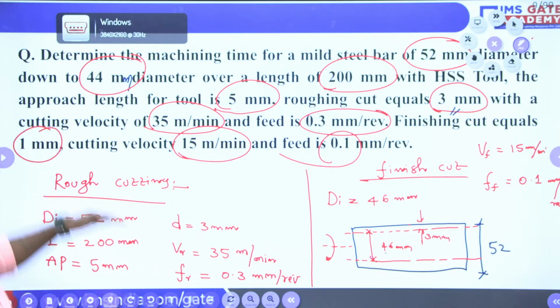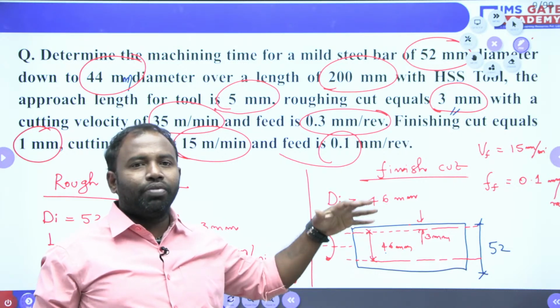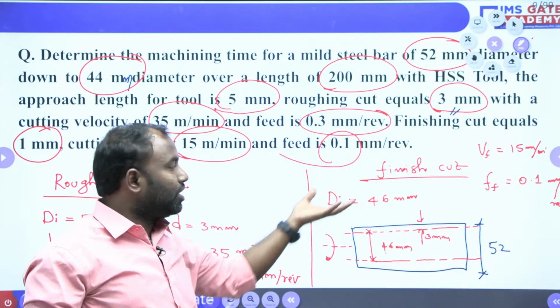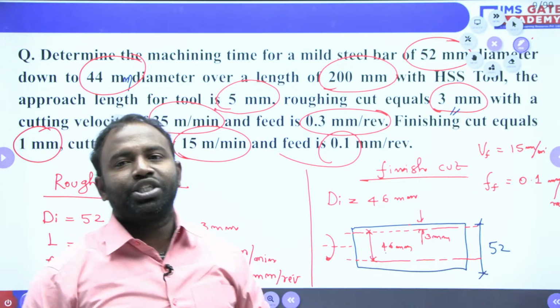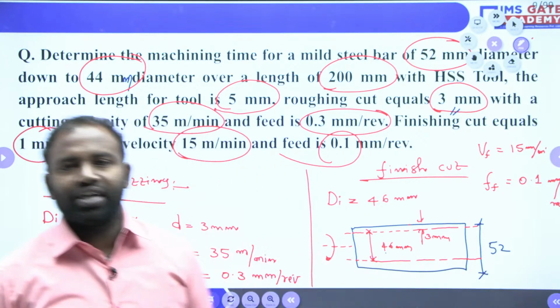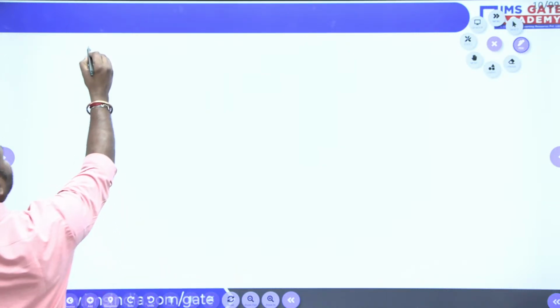Okay, now first we'll calculate the machining time required for the rough cut and the machining time required for the finishing cut. If we add the finishing cut time and the rough cut time, we get the total machining time required for the machining operation. Clear, everybody?